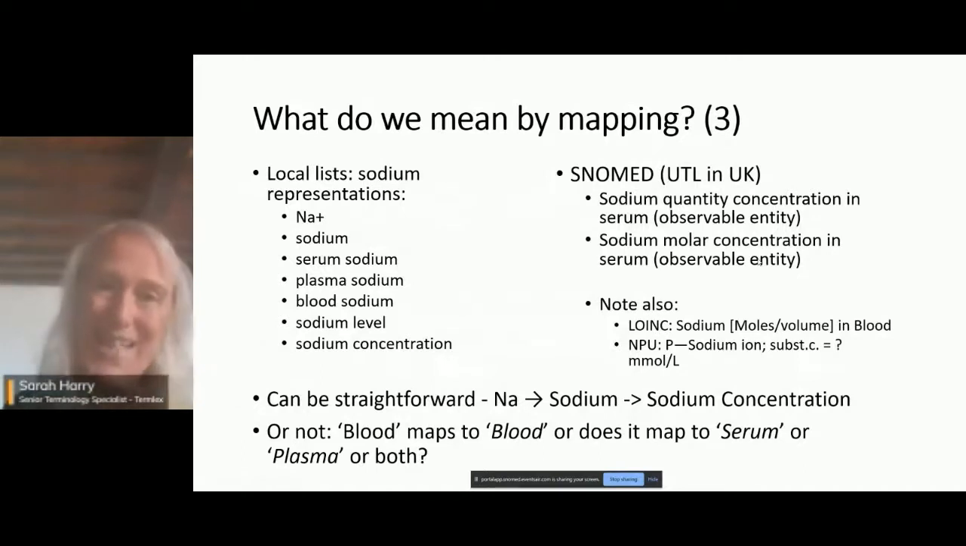And on the right-hand side, we've got some of the things that we might be able to map to, particularly in the UTL in the UK, in the observable entity hierarchy. So we've got very little information on the left-hand side, and we've got to make an assertion of a map, an association to something here on the right, which might be, say, by default, a quantity concentration, because there's very little else to go by.